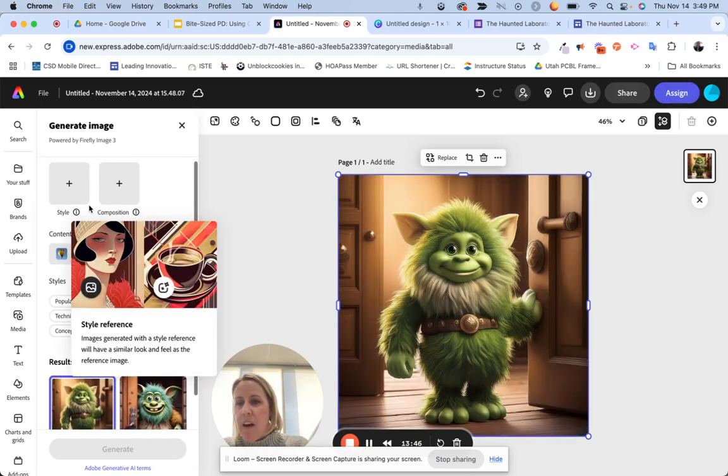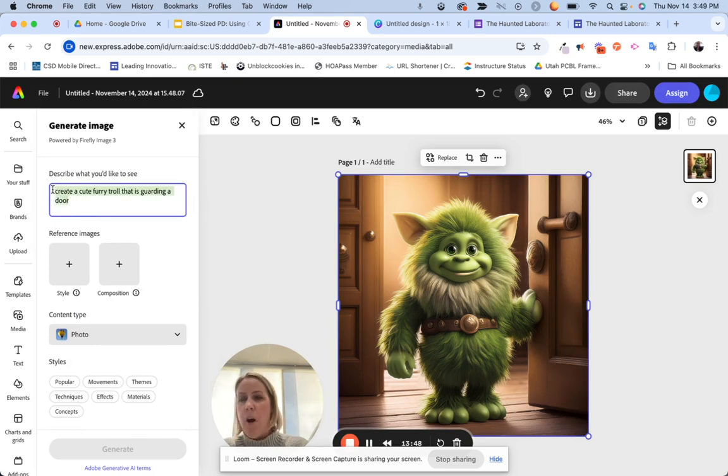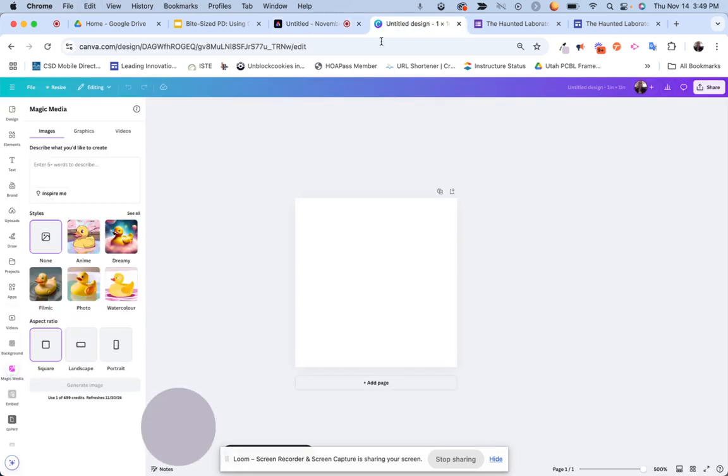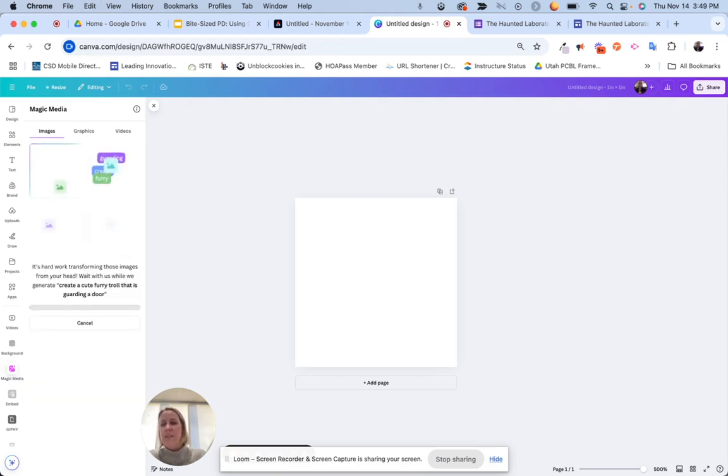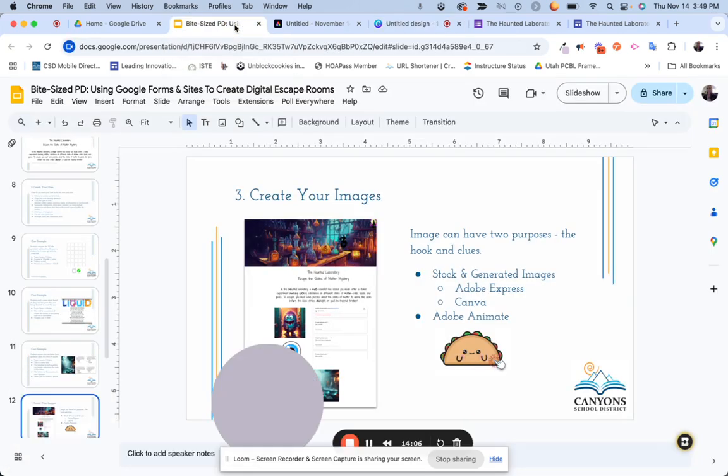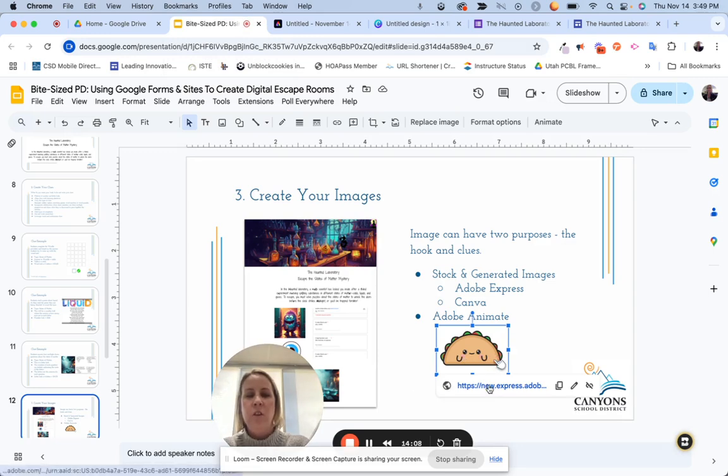And then Canva has the same option. So if I go over to Canva, this is where you can use the magic media. I can enter the text. You'll see I have images or graphics based on what it comes up with. While it's generating, because I don't know how long it's going to take, I actually want to show you the Adobe Animate.